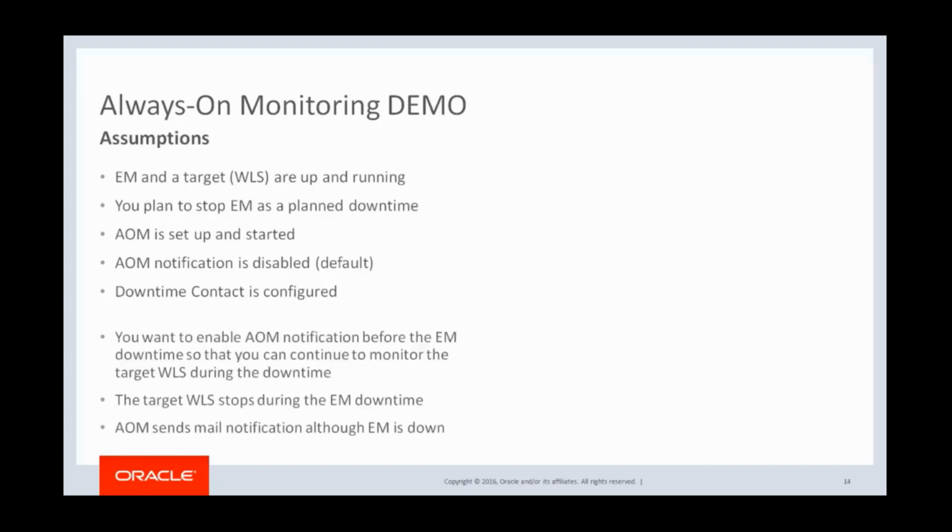So during the demo, you want to enable AOM's notification before you put Enterprise Manager to a downtime so that you can continue to monitor the target WebLogic server and receive notification in case anything happened to that server. And during the downtime, for any reason, the target WebLogic server stops, perhaps unexpected failure. But because you have AOM up and running, it sends you notification mail for this failure, although Enterprise Manager is down. So these are the physical and behavior assumptions of the demo.